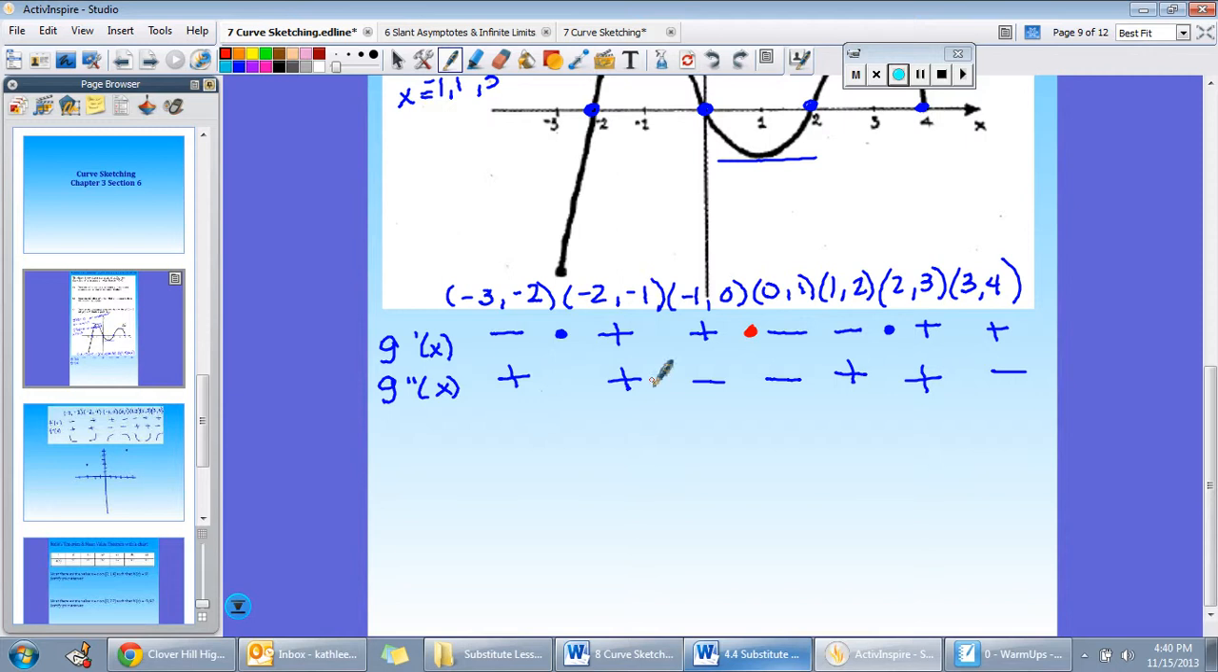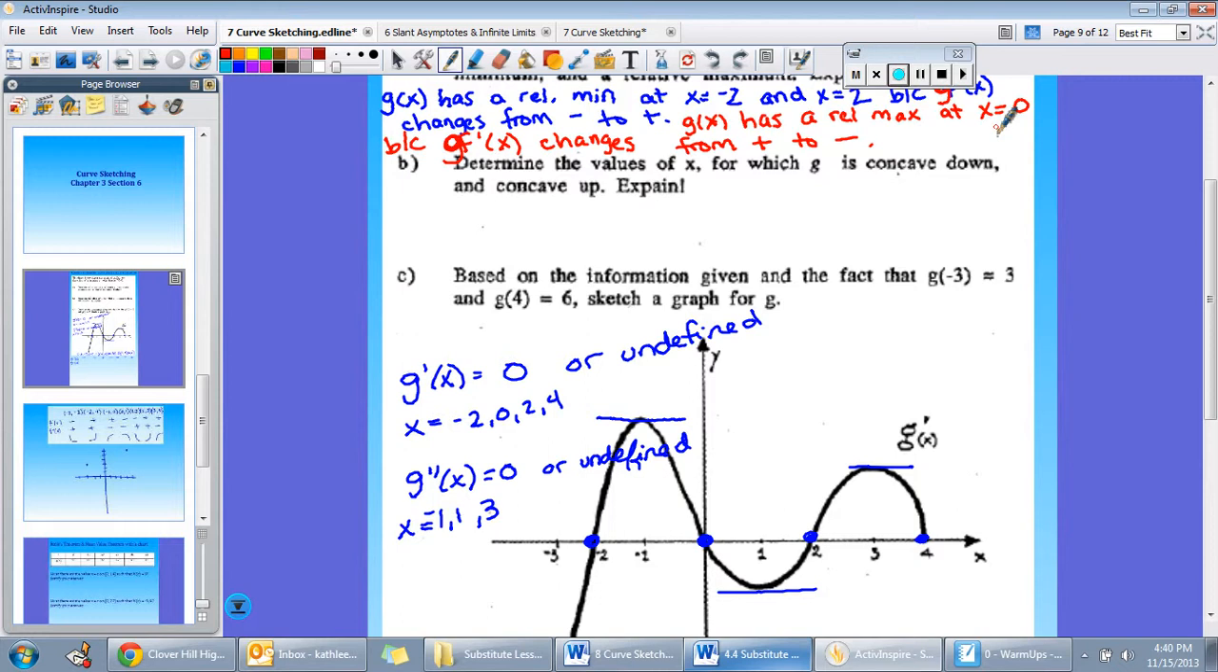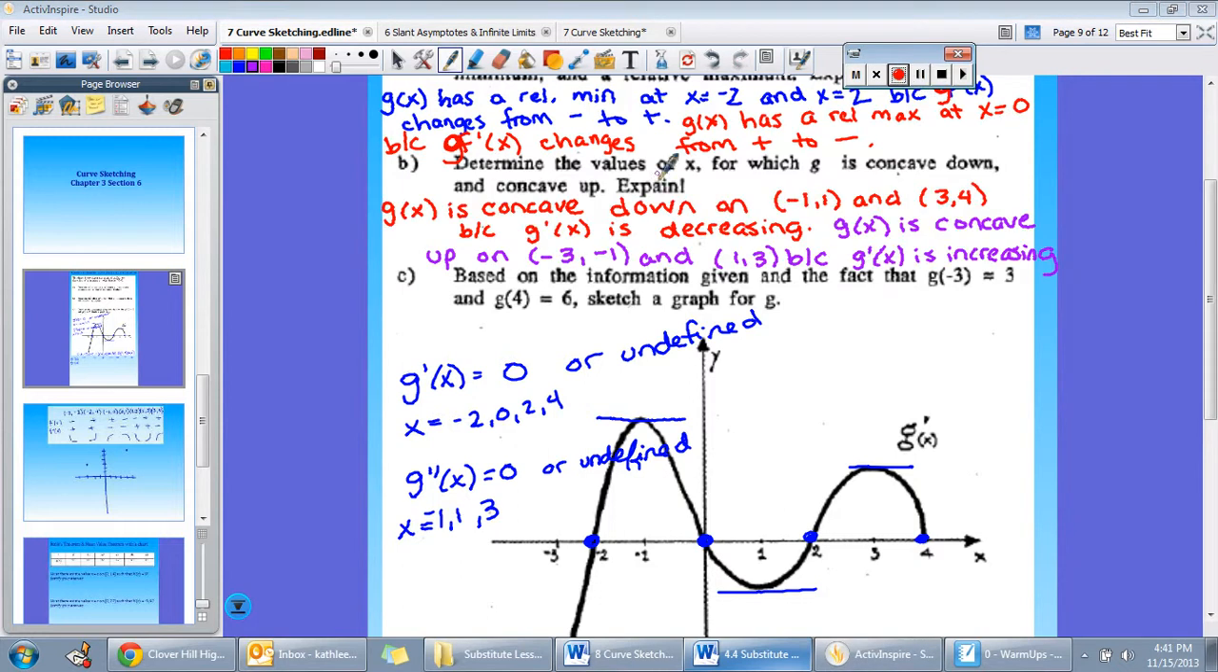So anywhere that the second derivative is positive, then we're talking about where g of x is concave up, and anywhere that g double prime is negative, our function is concave down. So we write our answer like this. G of x is concave down on -1 to 1 and 3 to 4 because g prime of x is decreasing, and g of x is concave up on -3 to -1 and 1 to 3 because g prime of x is increasing.